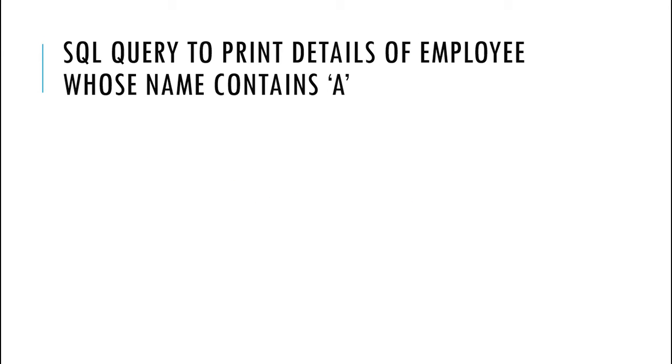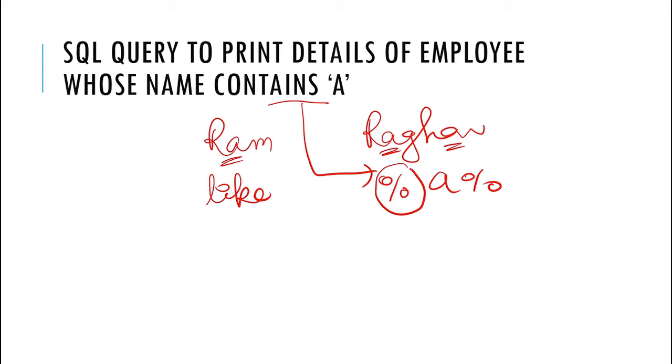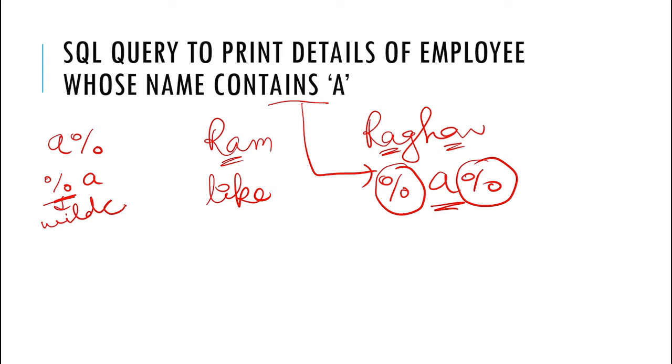Now we need to print the details of the employee whose name contains A. This is Ram, yes, it contains A. This is Raghav, another employee which contains A. We need to print all the details for these employees. For this we will be using the like operator. Which contains A, so this will be percentage A percentage. This means anything can be on either side, and it contains A. If the query is that it should start with A, then A percentage. If it should end with A, then percentage A. This percentage is called a wildcard character. This means anything can be there.